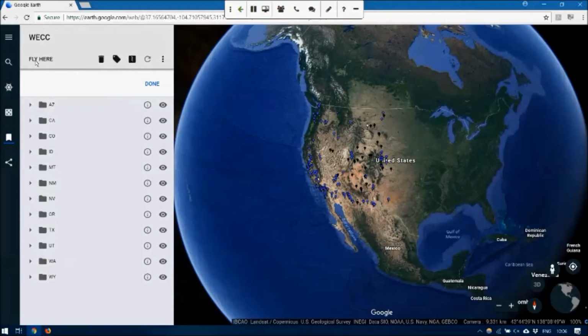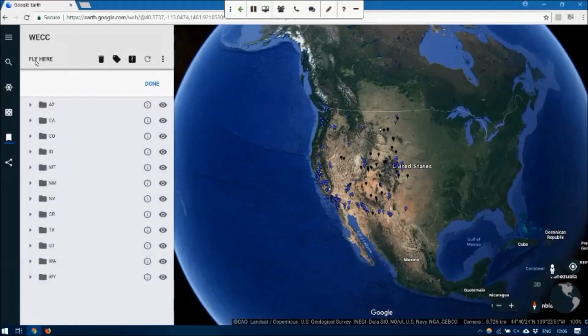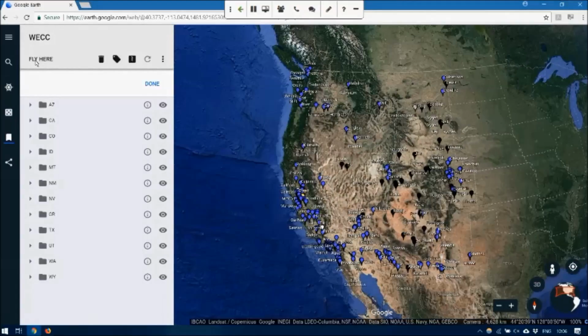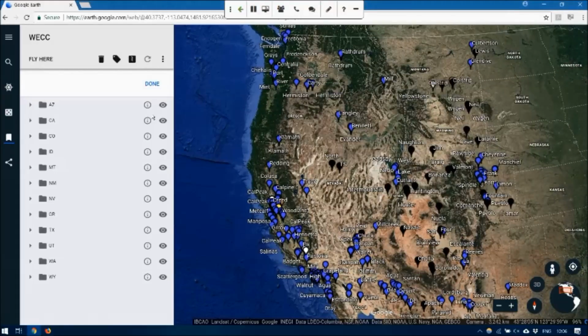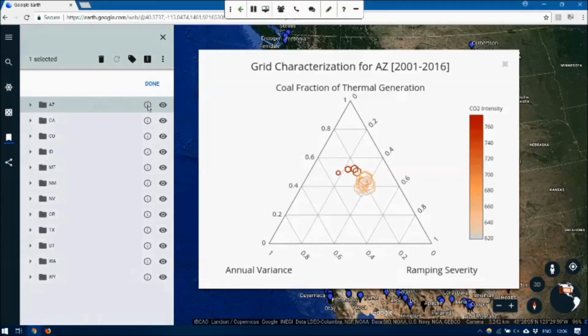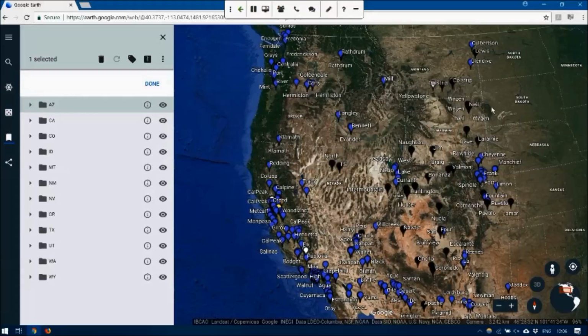So this is the globe. And as I said earlier, we see the globe as an entry point to our other analysis tools. On the left, we have a list of states, which contains information we've developed with our third tool. And it brings up what we call a ternary plot, and Austin's going to talk about this in detail shortly. But I want to turn our attention back to the map.